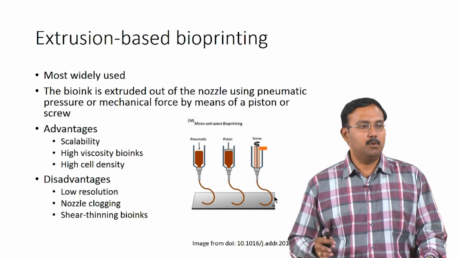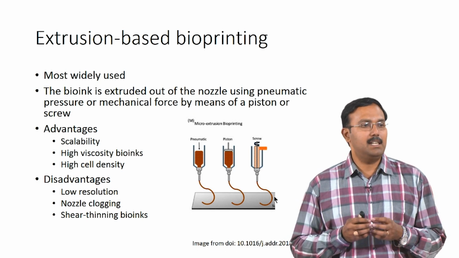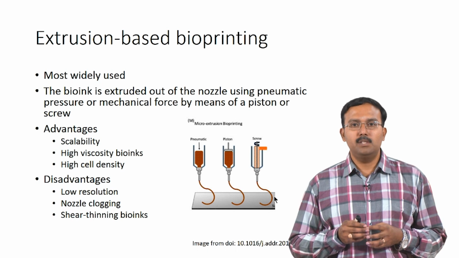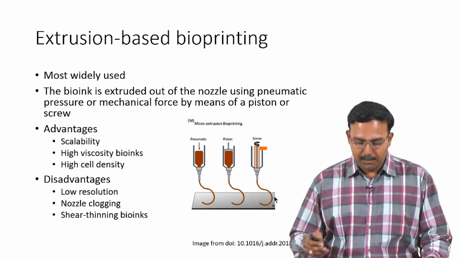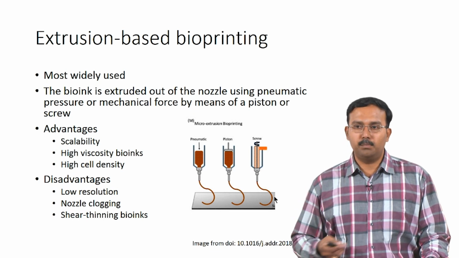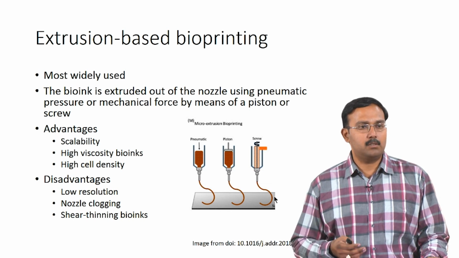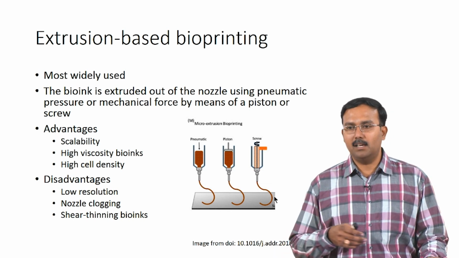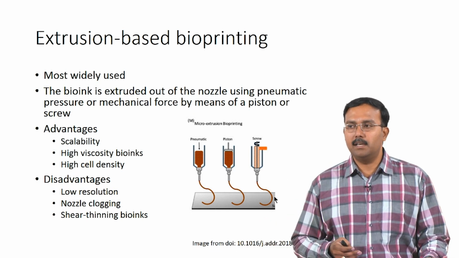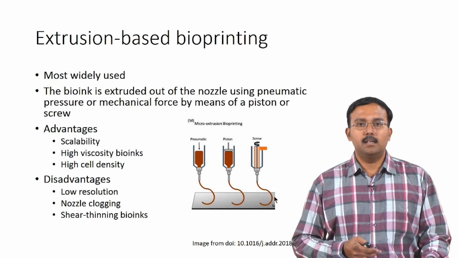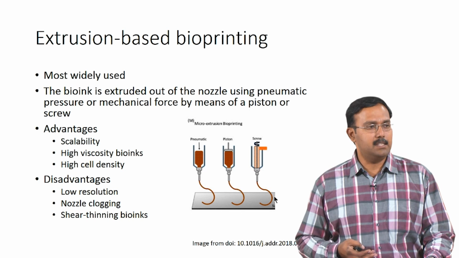Extrusion based bioprinting is the most widely used method, and the bioink here is basically extruded out of a nozzle either using a pneumatic pressure or a mechanical force. The mechanical force could be either a piston or a screw which is used to push out the ink. So, advantage is it is a very scalable process. So, that is why it has become widely used, and it is actually one of the more commonly used technologies in commercial 3D printers, 3D bioprinters. And this can use highly viscous bioinks, which means you can use high cell densities.